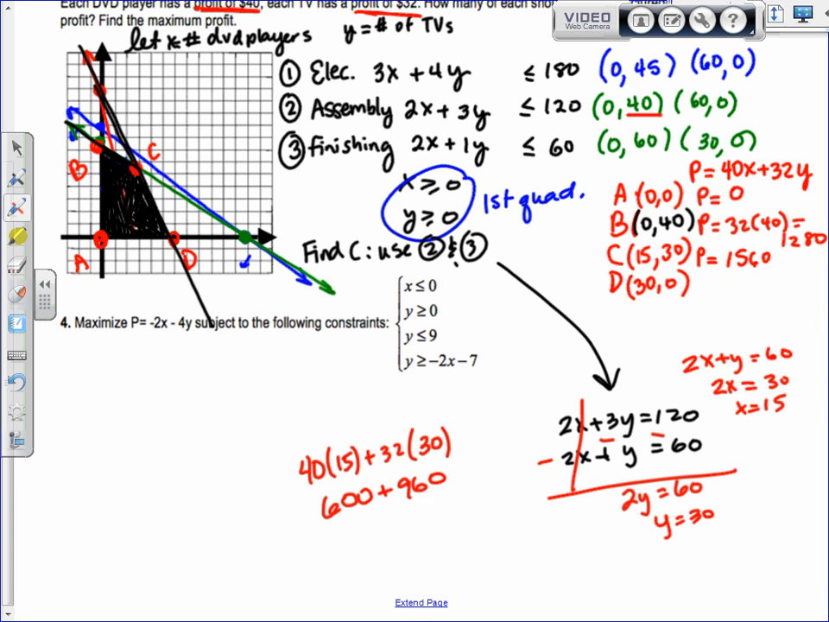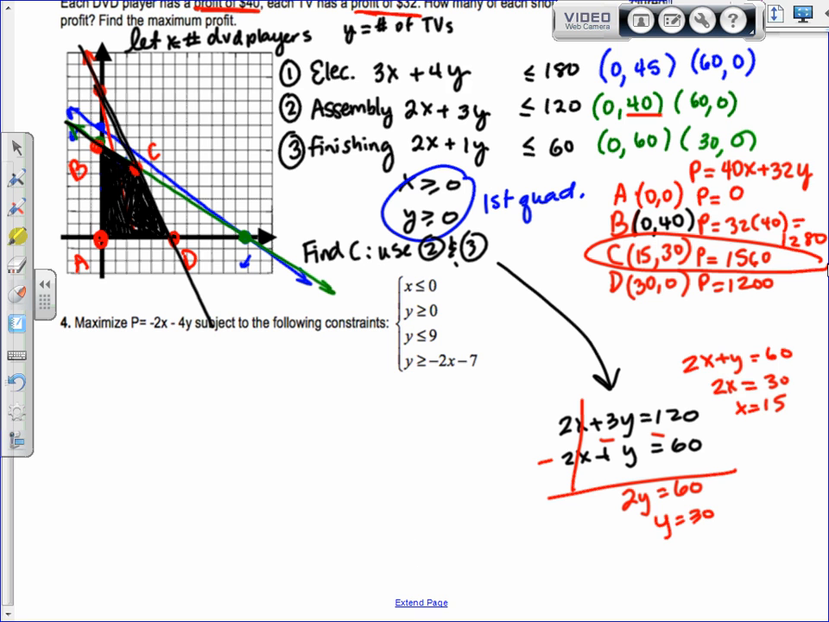And the last one, I'm going to plug in 30 for X, so you get 1200. So your greatest profit is here. So a profit of $1,560 when you make 15 DVD players and 30 televisions. That's going to be like your last sentence. Okay, good.